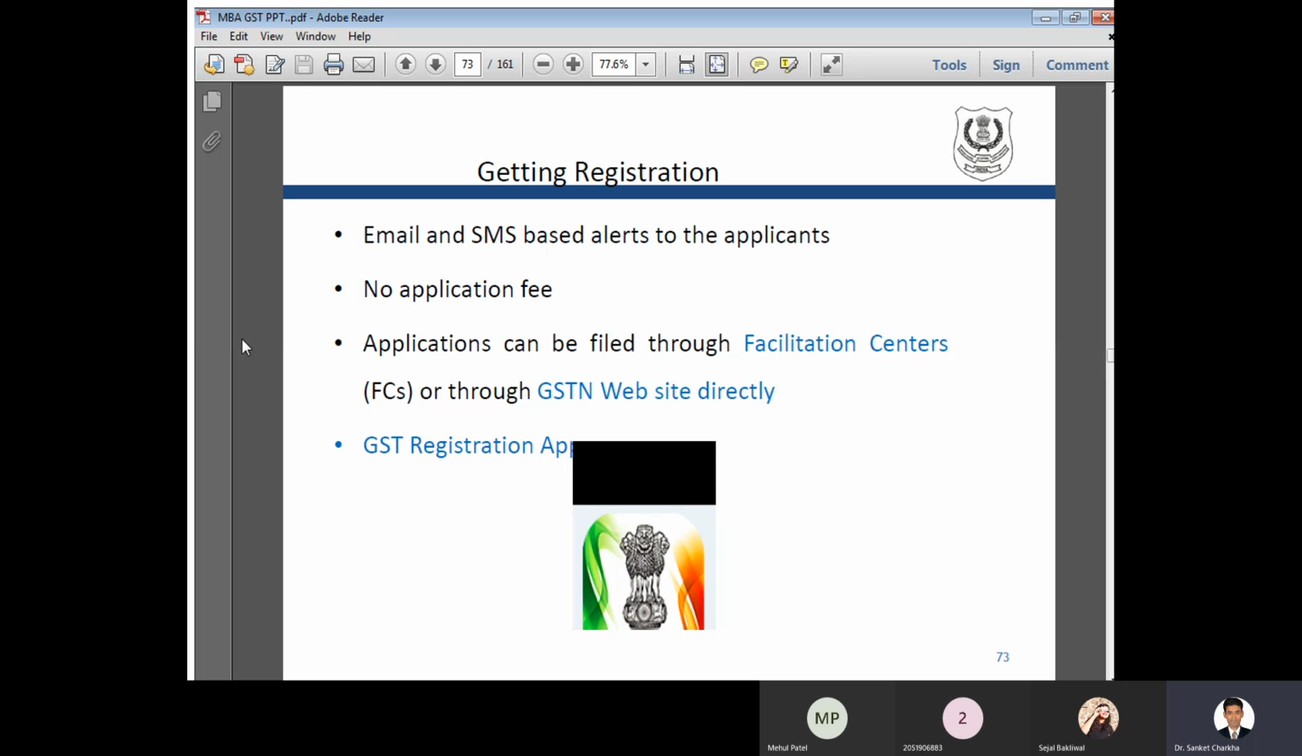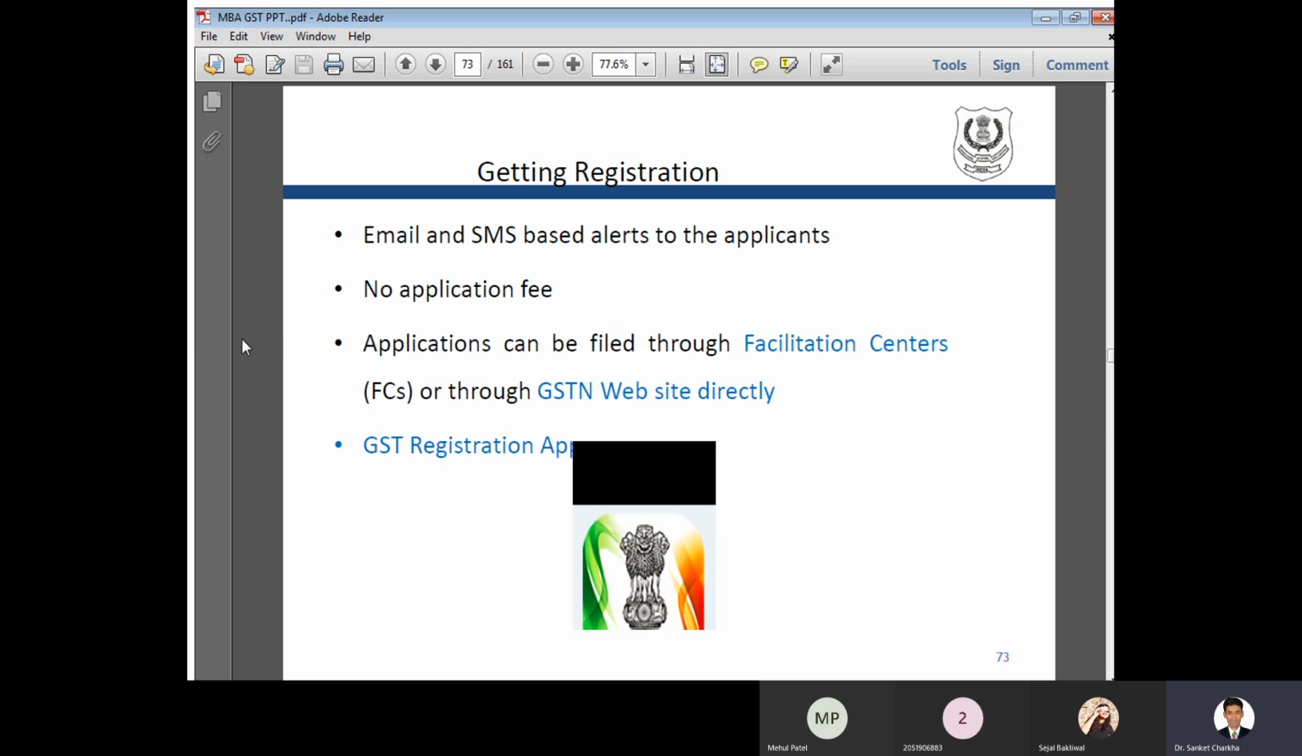So depending on the business, depending on the vertical that you are dealing in, depending on the nature of your business, you have to pay the respective amount of application fee. The application can be filed through the facilitation centers, that is FCs, or through the GSTN website directly. So two options are available for you.